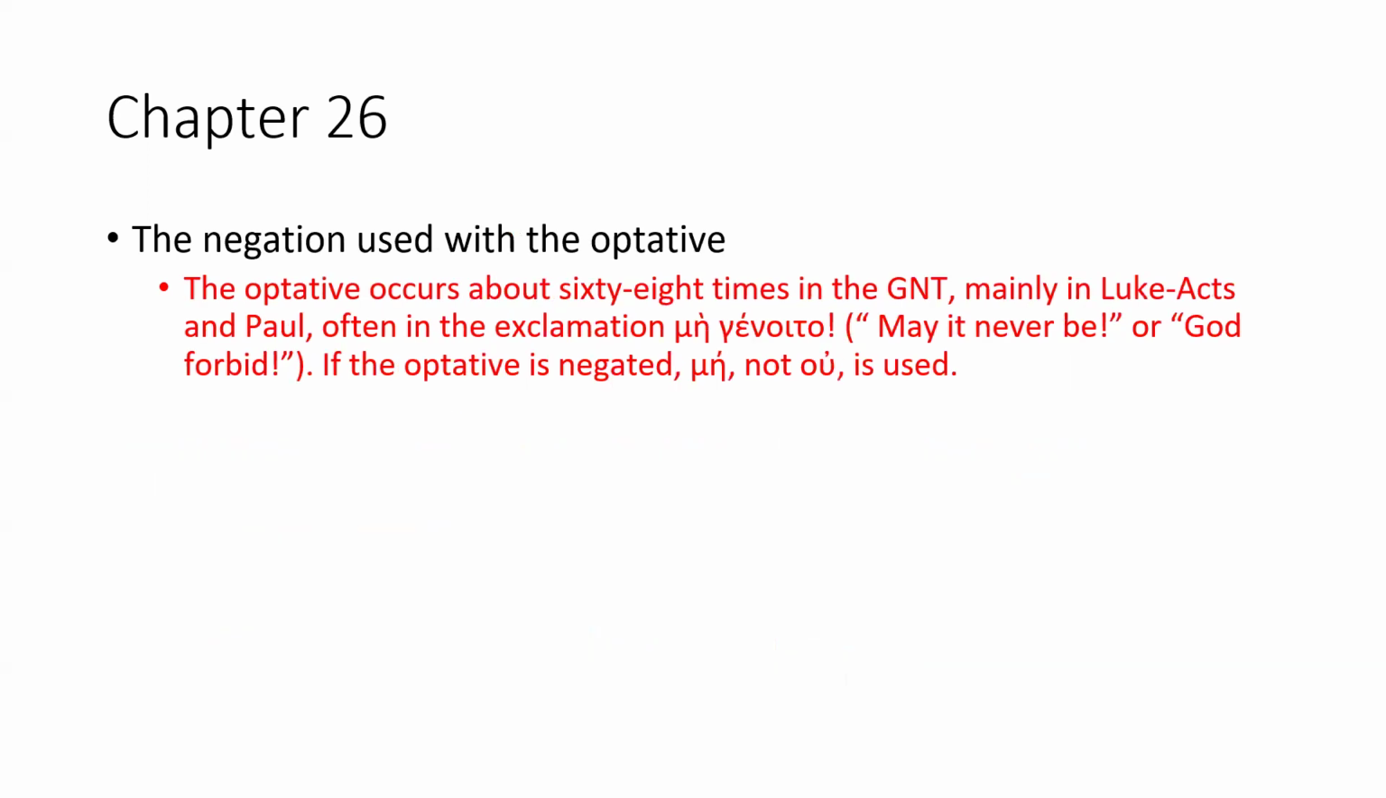Finally, the negation. The optative occurs about 68 times in the Greek New Testament, mainly in Luke, Acts, and Paul, often in the exclamation mē genoito, may it never be, or God forbid. If the optative is negated, mē, not ou, is used.